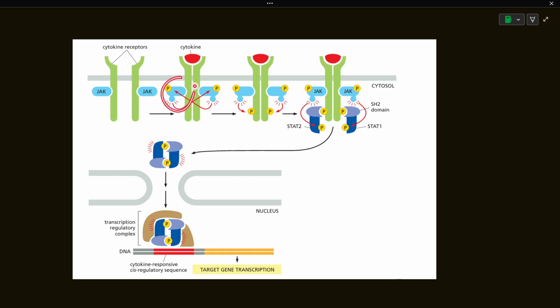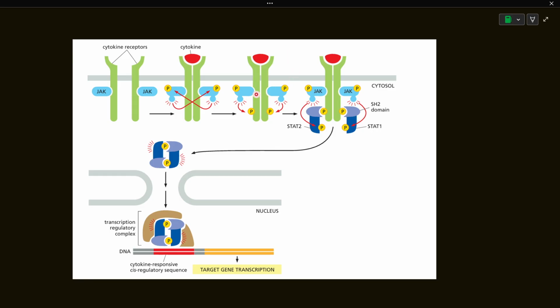For example, this JAK1 will phosphorylate the tyrosine residues present on the other JAK protein, and the kinase domain of this JAK protein is going to phosphorylate the tyrosine residues present on the first JAK protein. So now phosphotyrosine residues on both JAK proteins are created. This phosphorylation results in the full activation of the kinase domain, and that is why this kinase domain is now going to phosphorylate the intracellular tyrosine residues present on the receptor.